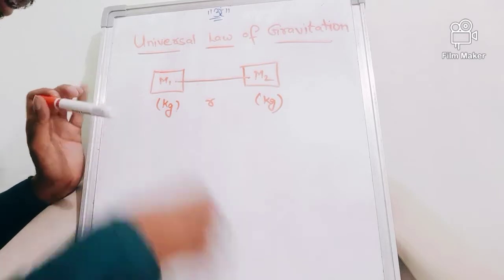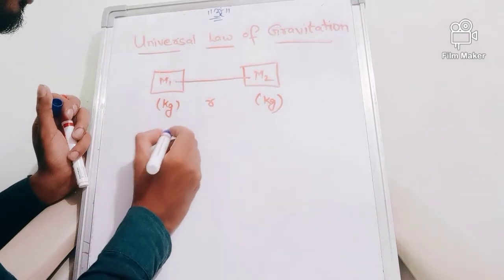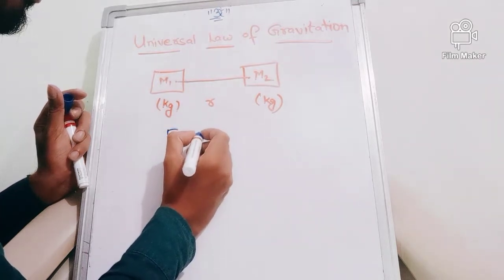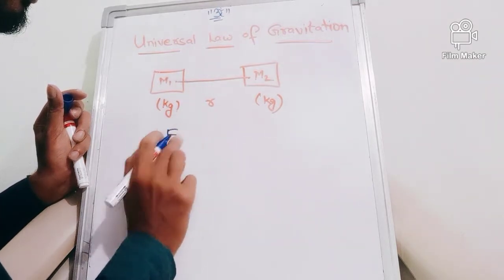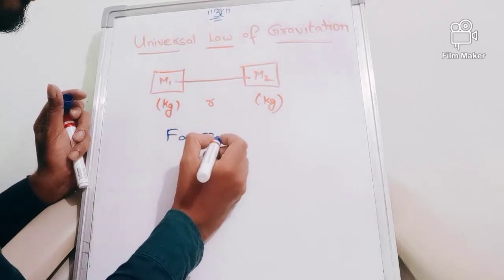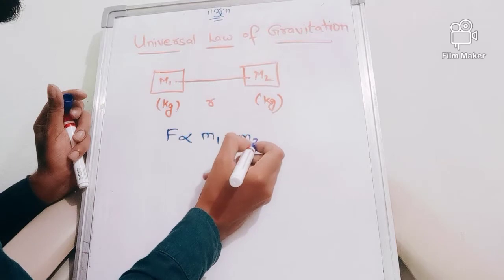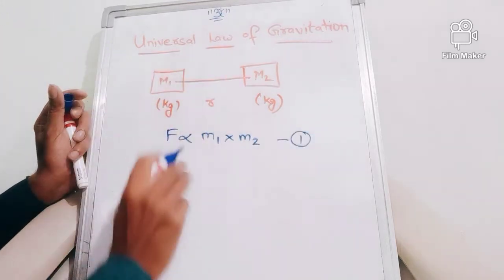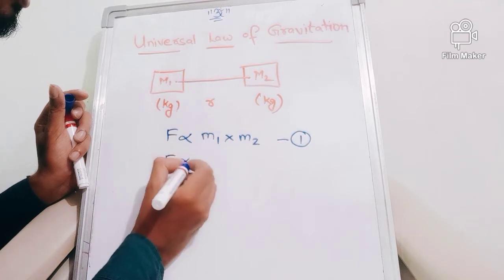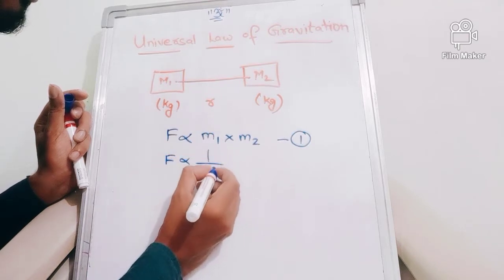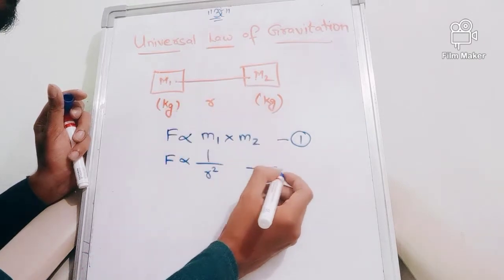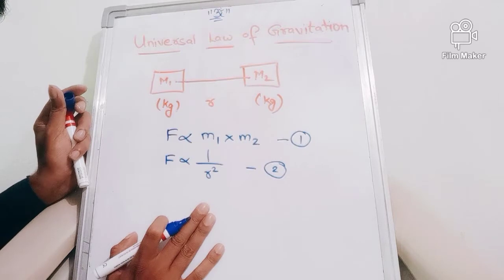So let us begin. Consider the force between these two objects. The force is directly proportional to the product of their masses. Let's give this as equation number 1. Then the same force is inversely proportional to the square of the distance between them. Give this as equation number 2.